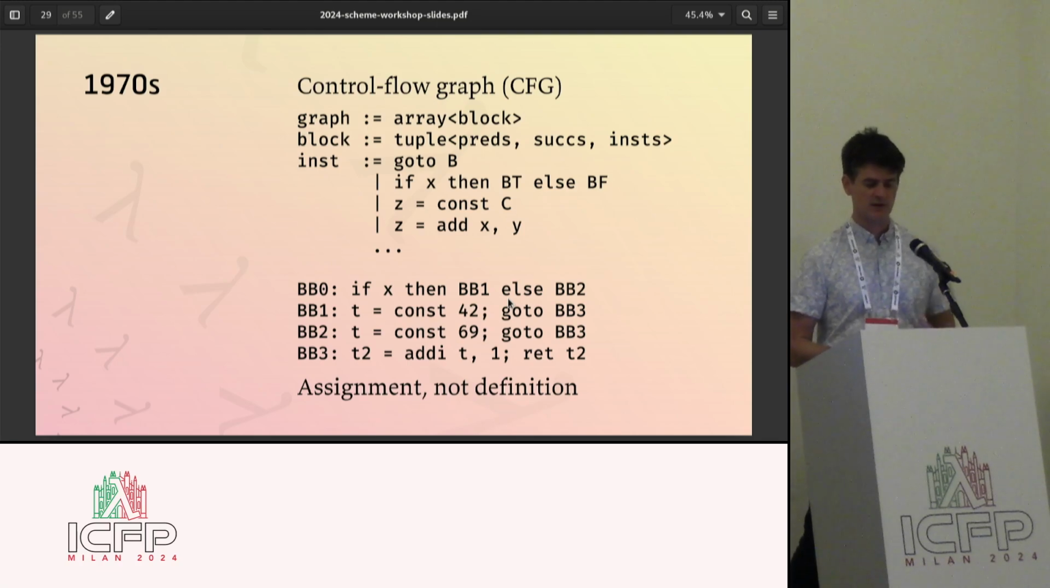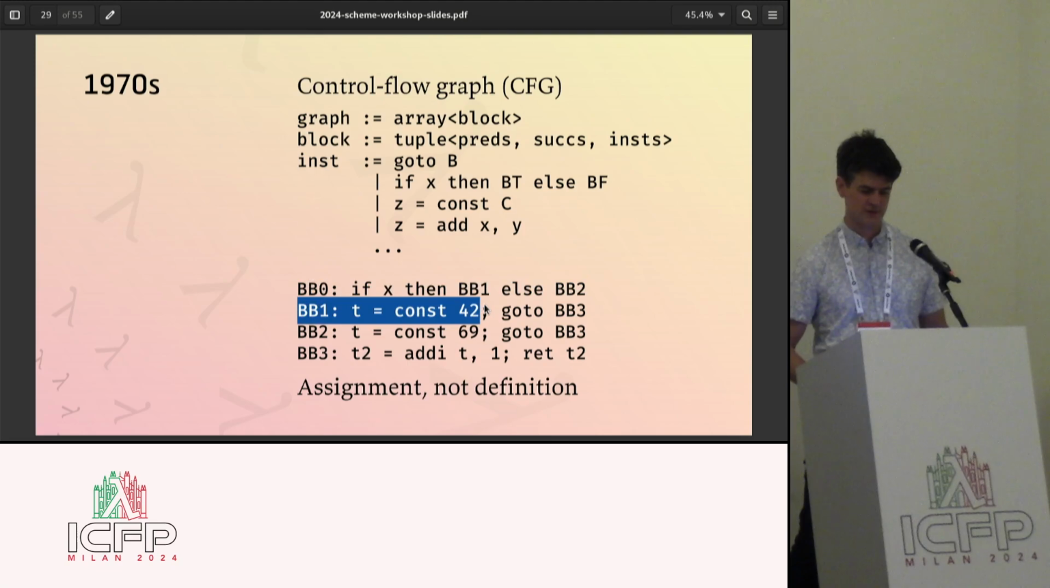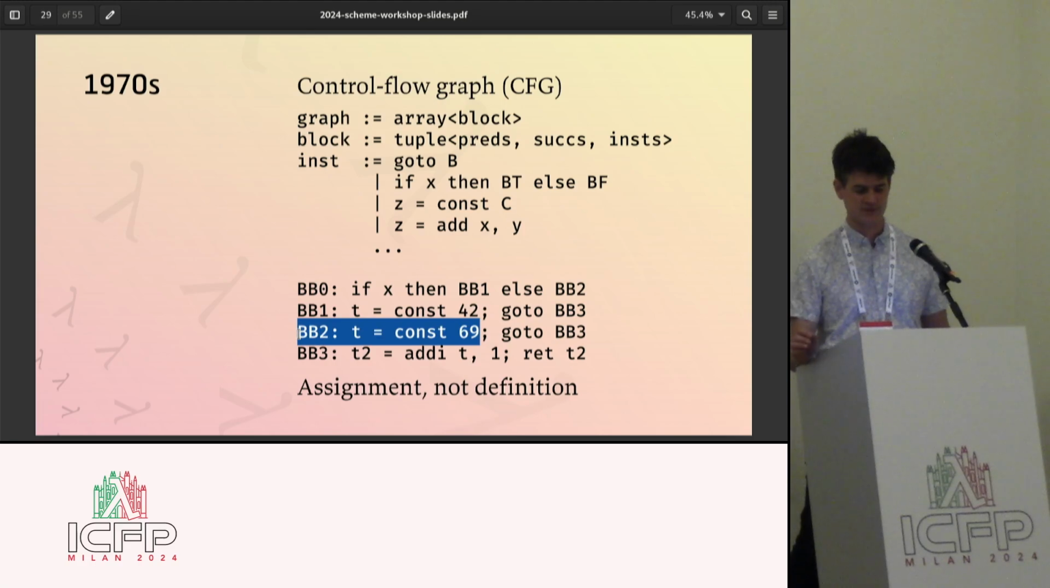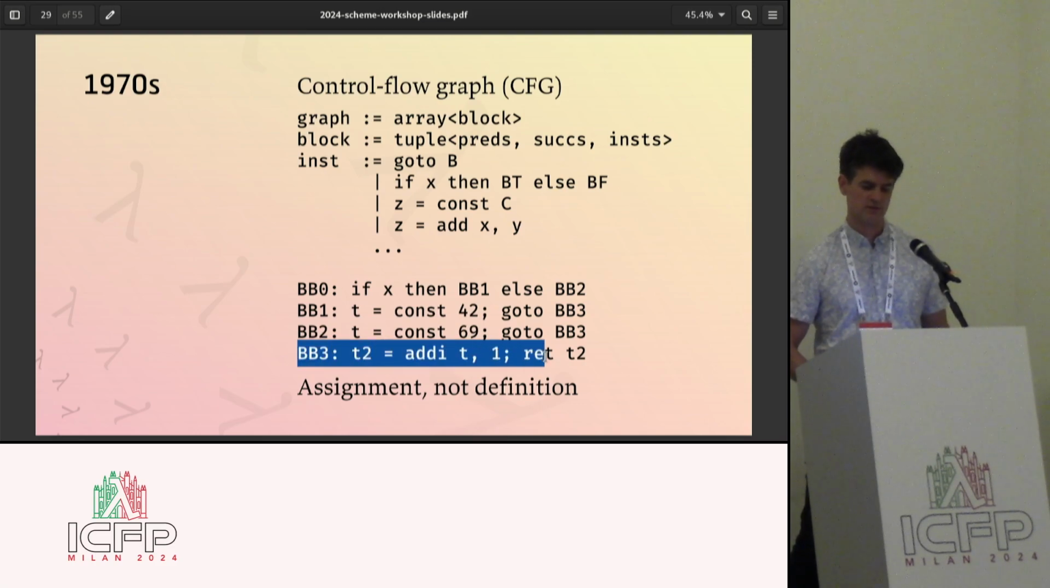And in the 70s, the instructions were control instructions like goto, but also assignments, not variable definitions, assignments to locations. And so in our example, we could have basic block 0, in which we branch on the value of x to either BB1 or BB2. And then in BB1, we would assign 42 into the location denoted by T, and then go to BB3 at the very end. But the other branch would be to assign 69 to the same location denoted by T. You have one location and 2 assignments in your program. And then finally, you add 1 to the value of that location and then return it.